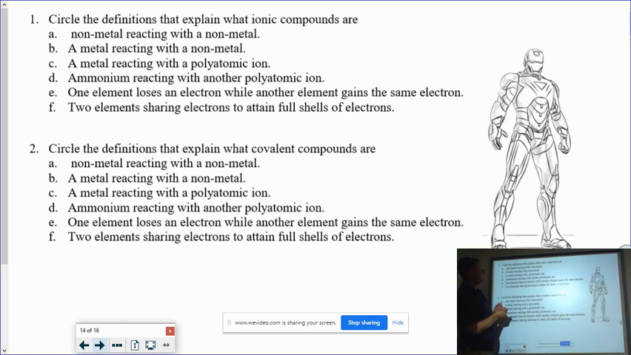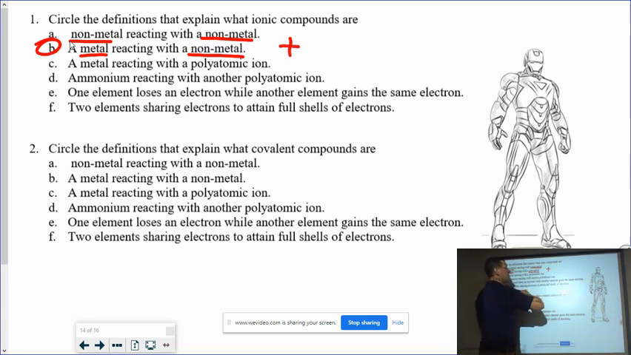A couple questions before we get to the homework. It says circle all the definitions that explain what an ionic compound is. Ionic, that's a lefty and a righty, a metal and a non-metal on the periodic table. When I say lefties, I mean metals. When I say righties, I mean non-metals. So a non-metal reacting with a non-metal? No, that's not an ionic compound. A metal reacting with a non-metal? That is an ionic compound.